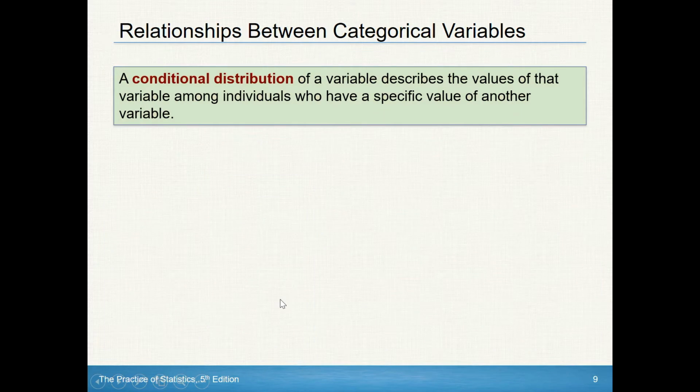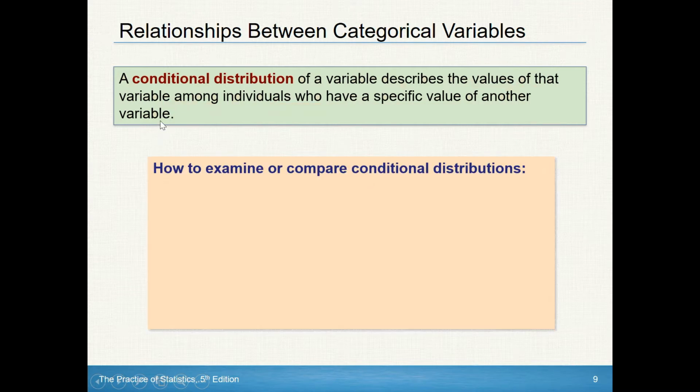We could also do an analysis comparing the two different variables. That is what's referred to as a conditional distribution. It says a conditional distribution of a variable describes the values of that variable among individuals who have a specific value of another variable. Sounds confusing, but basically what we're going to be doing is taking one of those values of one of the categorical variables and just finding those percentages.